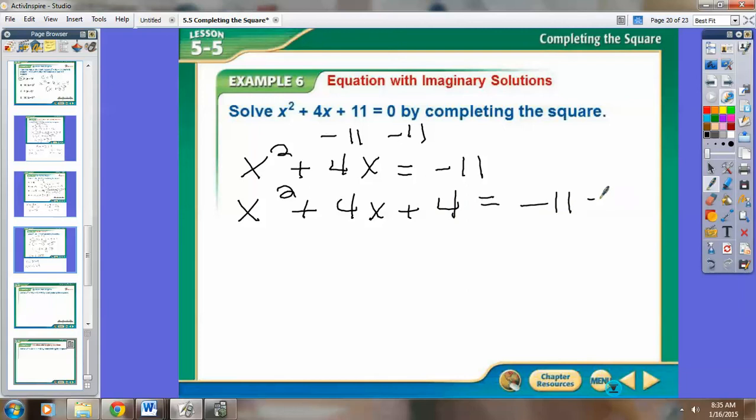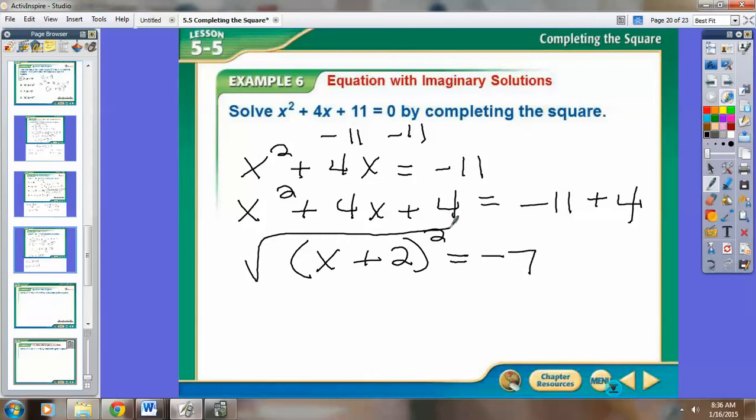Make sure you do add it to both sides. That's a common mistake. I'll see you will only add it to one and not both. So factor the left-hand side. X plus 2, quantity squared. Simplify the right side. Negative 11 plus 4 is negative 7. Take the square root of both sides. So we have x plus 2 equals plus and minus the square root of negative 7.